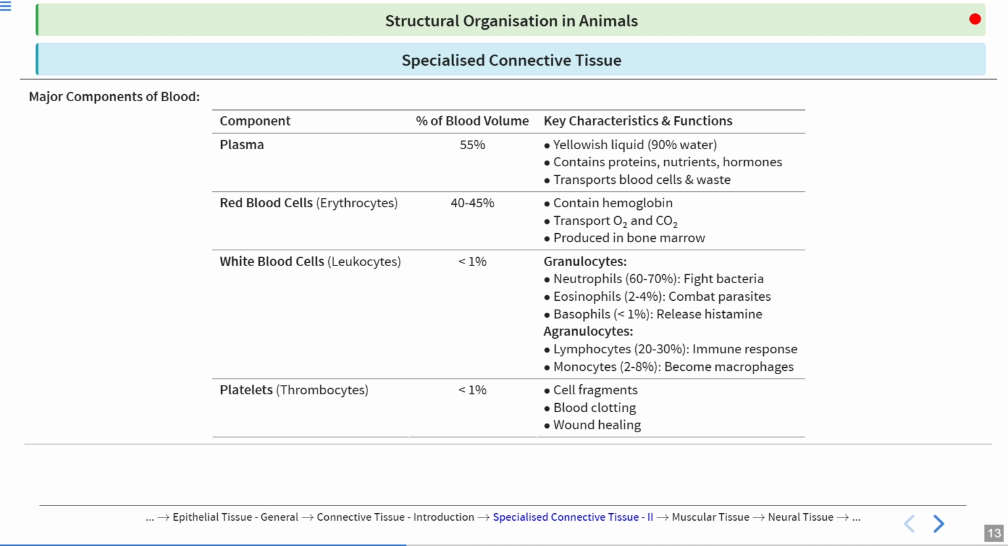Next is the platelets. Platelets are what? Platelets are the very minute cellular component. Okay, they are actually cell fragments. They help in blood clotting, and if they are not present, the blood will not clot. So they are also helping in wound healing.